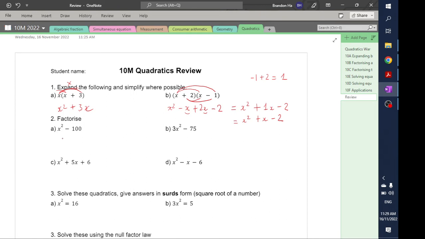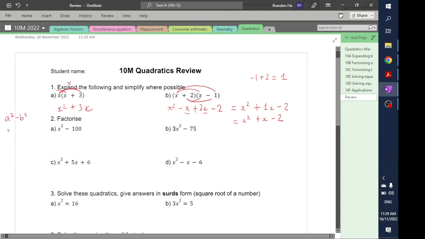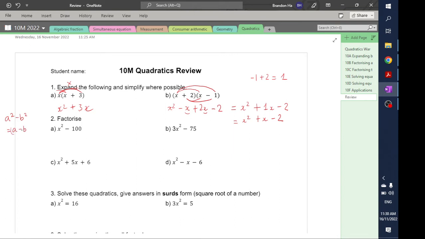Factorize. How do we do this? So you should have this formula in your treasure, right? There is this formula: a squared minus b squared equals a minus b times a plus b. Remember that formula? That's one of the things. It's one formula.